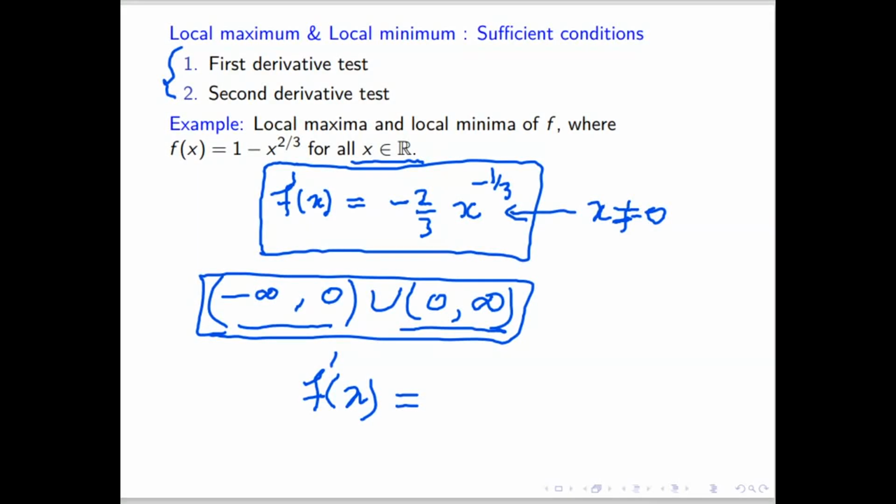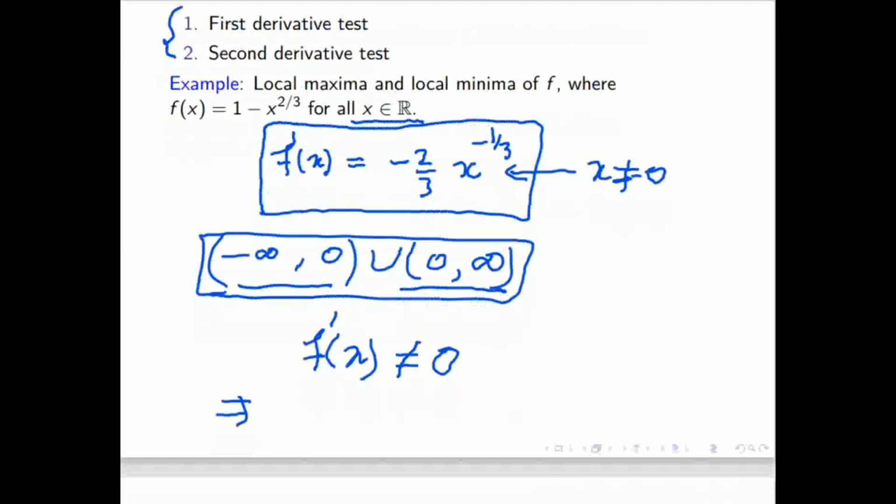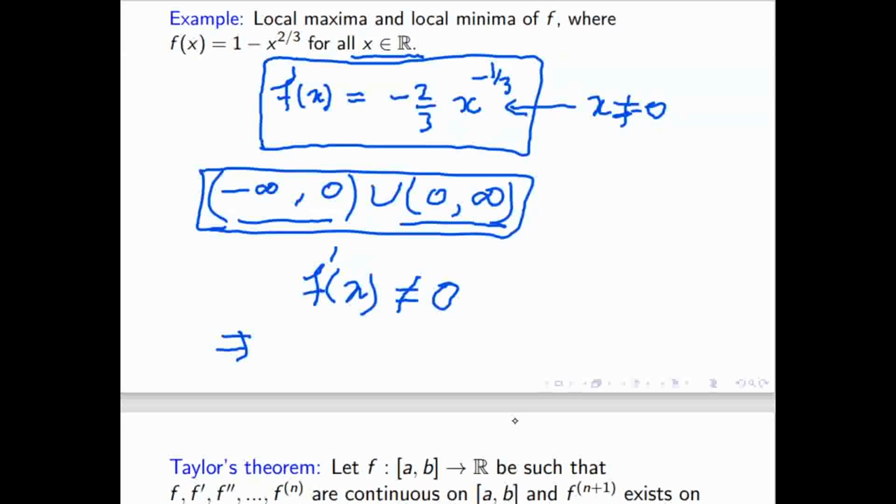No, sir. Infinity is not 0. So in this domain, it is not equal to 0. That means there does not exist any point in this domain where the function has maxima or minima. So the conclusion is that this function doesn't have maxima or minima in this range, because the derivative is not 0. For maxima or minima, it must be 0.